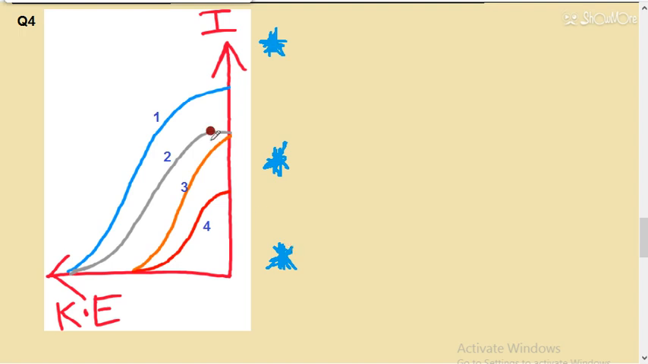Now I have to find the relation. Kinetic energy is the same for frequency 1 and frequency 2. For these two frequencies the kinetic energy is the same. That means frequency 1 is equal to frequency 2, because these two have the same kinetic energy.